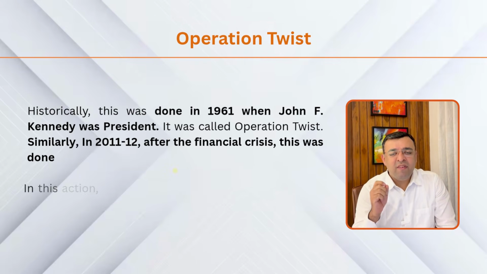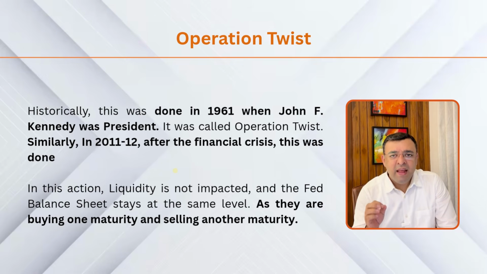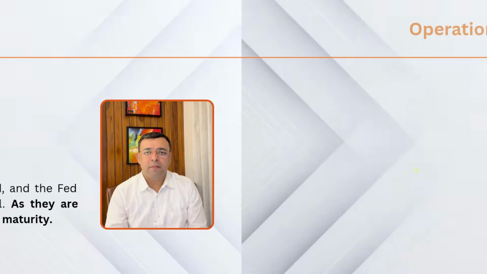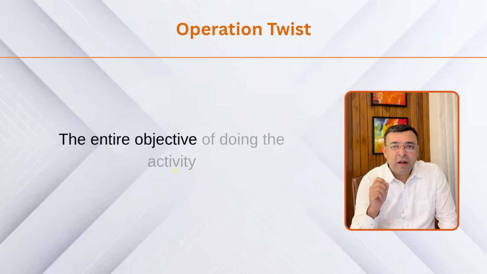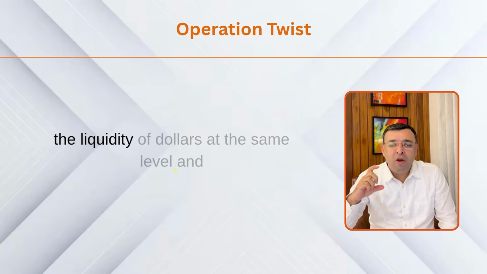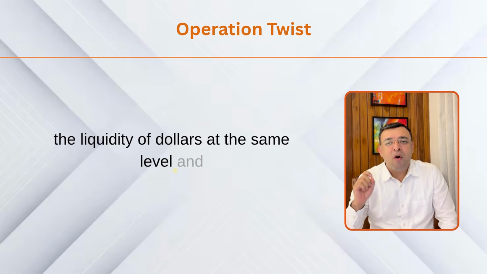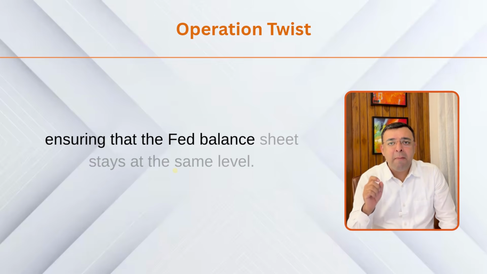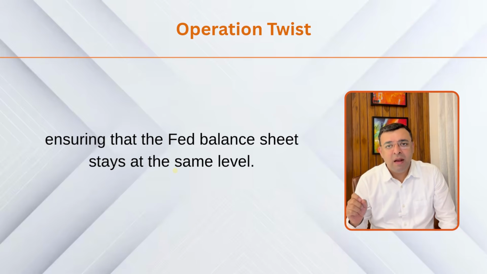Historically, they have also done similar action in the past. In 1961, when John F. Kennedy was the president, they did a similar action. After the 2008 financial crisis, they again had to do the same kind of activity in 2011 and 2012. The entire objective of this activity was to keep the liquidity of dollars at the same level and ensure that the Fed balance sheet stays at the same level.